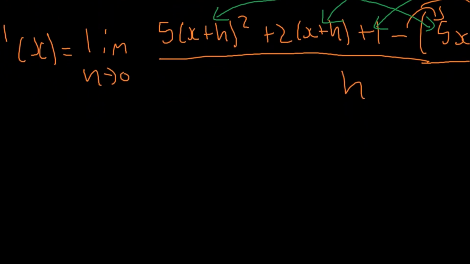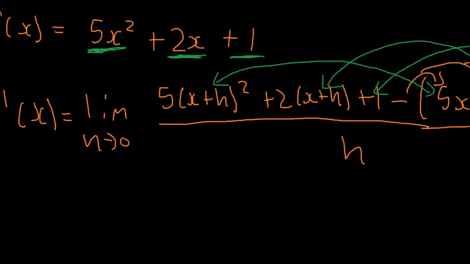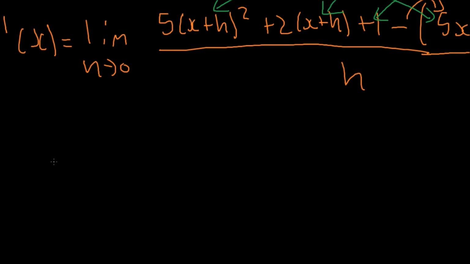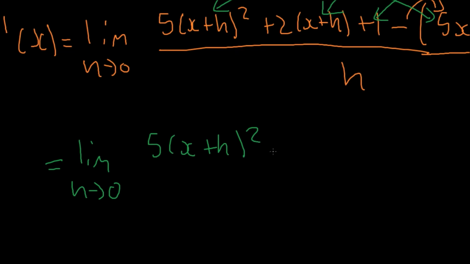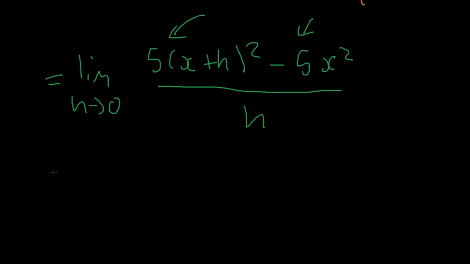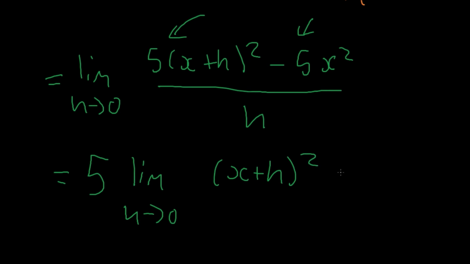So now we just have to figure out what is the derivative of 5 times x squared. Now here's another thing that happens. If we're looking at just the limit, the derivative I mean, of 5x squared, we have 5 times x plus h squared minus 5x squared over h. This 5 is attached to both of them. What you could do is factor it out, leaving you with the limit as h approaches 0 of just x plus h squared minus x squared over h.